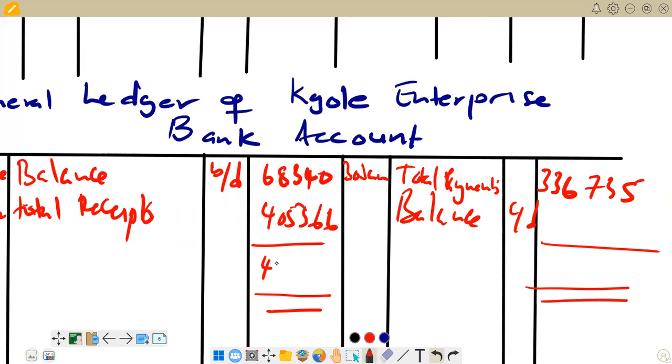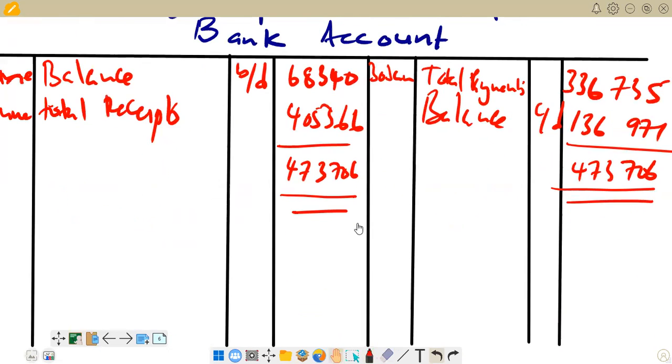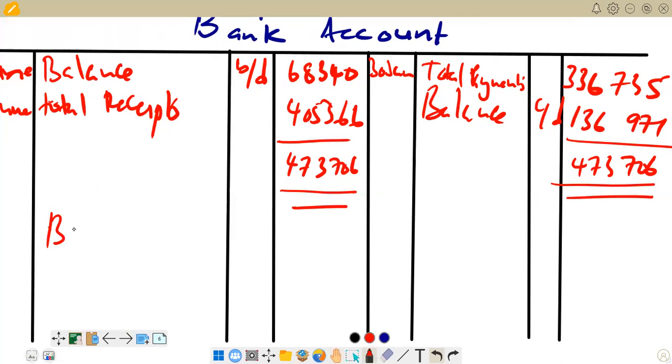We get 473,706. And then for our balance, we are saying 473,706 minus 336,735. The answer that we get is 136,971. And remember, we have our balance b/d on the opposite side below the double lines. So here we've got our balance b/d, which is the same amount, 136,971. And obviously, this is what we have.